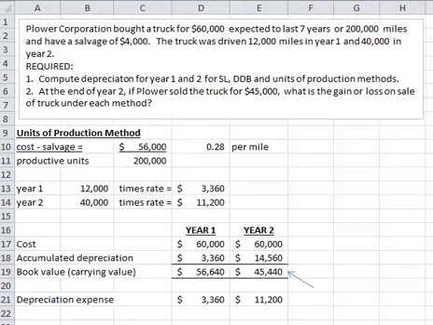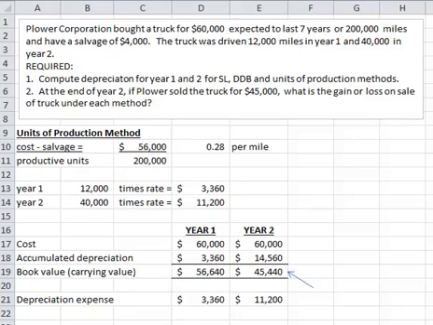So again, the asset's cost is still 60,000, but year 1 depreciation 3,360 is then put in accumulated when we debit the expense and credit accumulated, and then in the second year when we debit the expense, it gets added to the 3,360. So that 14,560 is both the 3,360 and the 11,200 added together, giving us the book value at the end of year 2.